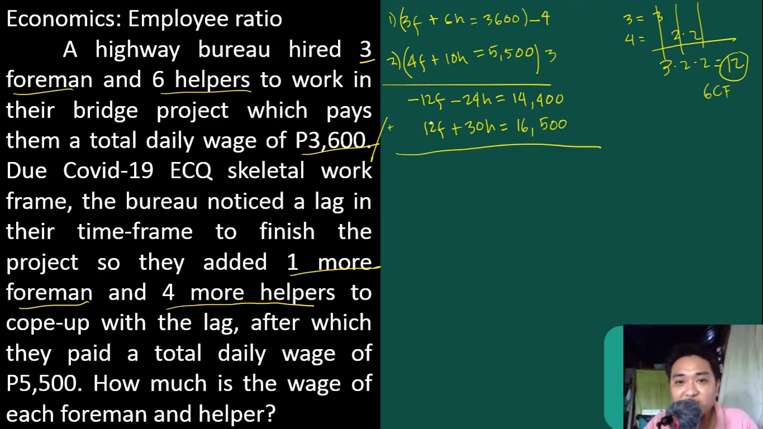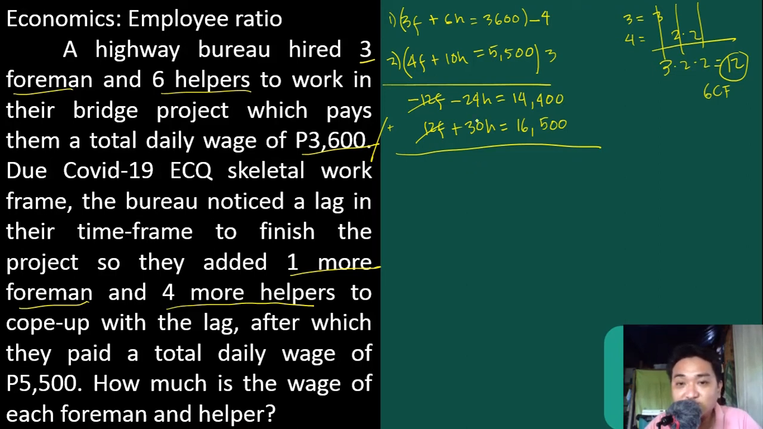Negative 12f plus 12f is 0. So, i-cancel na lang po natin siya. Ayan. 0 naman po yan. How about negative 24h plus 30h? Of course, they are opposite sign and we are adding. So, sa madaling salita, i-subtract natin yung mga numerical coefficients, and we are going to copy the sign of the numerical coefficient na may mas malaking absolute value. So, here, ang mas malaki si 30. So, ang magiging result natin mamaya is positive.